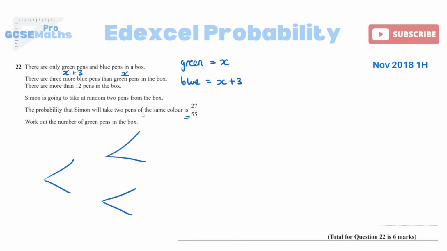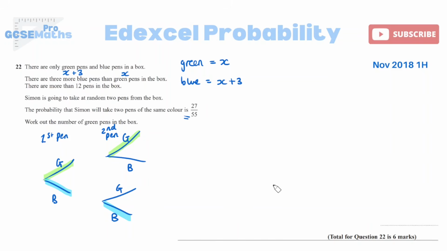So we want to figure out what this sentence here means. Probability that Simon will take 2 pens of the same colour. So that is here our first pen, and our second pen would have to be the same colour. So there's only 2 options there, isn't it? We could either get green, and let's call this one green as well, or we could get blue and blue. Obviously then you've got blue and green here. But the options that actually satisfy the sentence that they've given us, and therefore our equation, would be for him to pick either 2 greens or 2 blues. Those are the 2 options, and those are the branches that make up the 27 over 55.